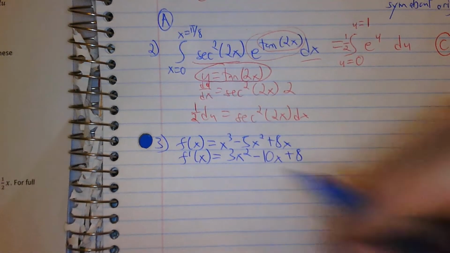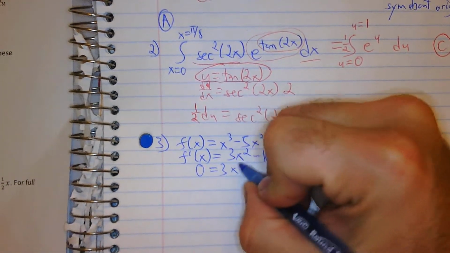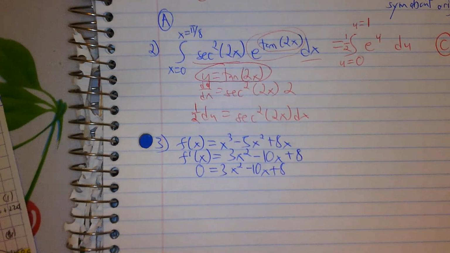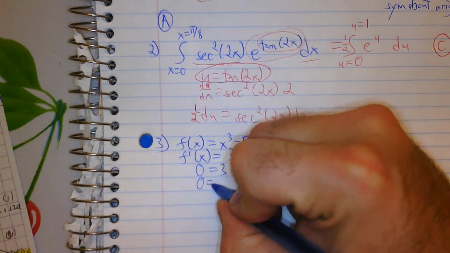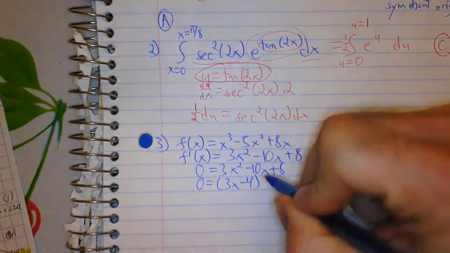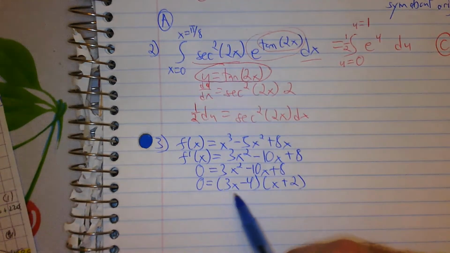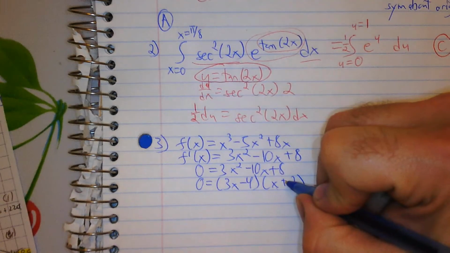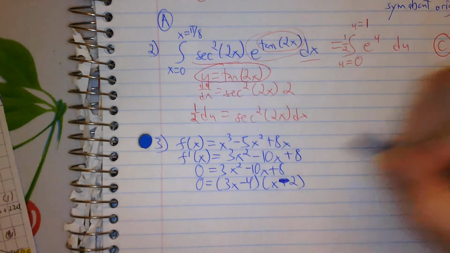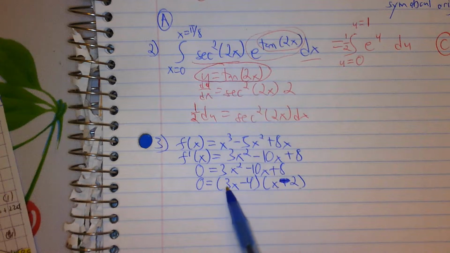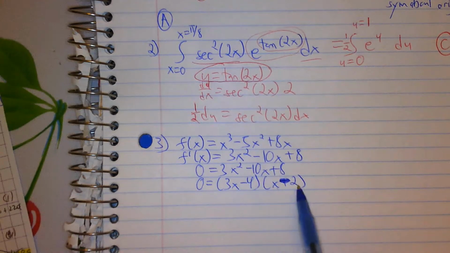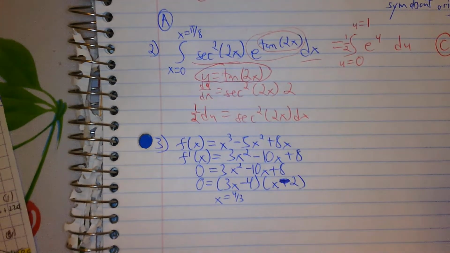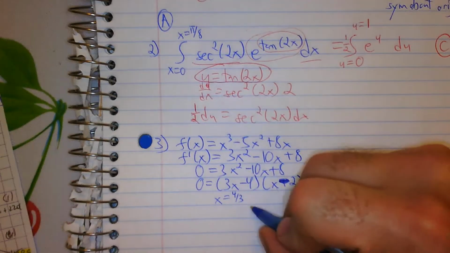Okay, now you set this thing equal to 0, and you hope that this factors. Does it factor? The answer is yes, it does. It factors into 0 equals (3x - 4)(x - 2). See it? 3x squared minus 4x minus 6x plus 8. Therefore x is going to equal 4/3, and x is going to equal 2.